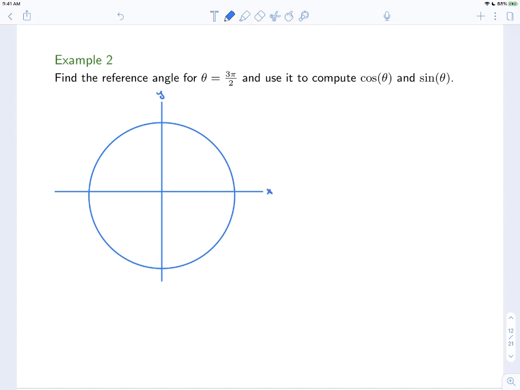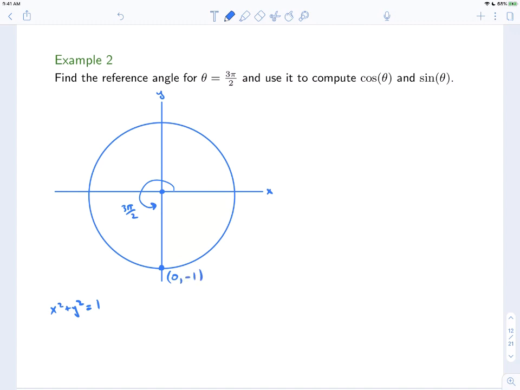Again, this is the unit circle, so it has equation x squared plus y squared equals 1. It's the circle of radius 1, centered at the origin. Theta equals 3 pi over 2 is 3/4 of a rotation. So that puts us here, 3 pi over 2. That puts us right there. Actually, this one is easy because we already know what the coordinates of this point are. The x-coordinate is 0 and the y-coordinate is negative 1.